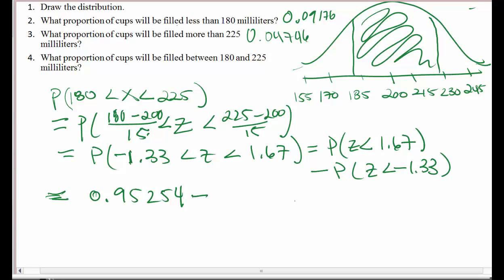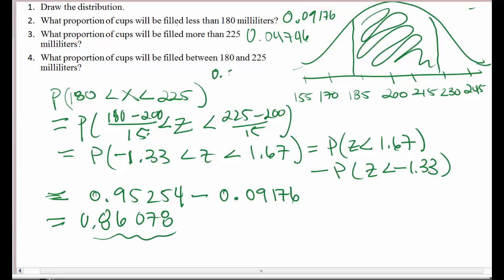We're going to then subtract off the area that falls below negative 1.33 in the standard normal distribution. Again, we've already found that as 0.09176 in part A. Subtract these two values, and we'll get the area that falls between. We get 0.86078. So 0.86078 will be the proportion of cups filled between 180 and 225. And that answer really does seem to match up with what we have drawn on our distribution.